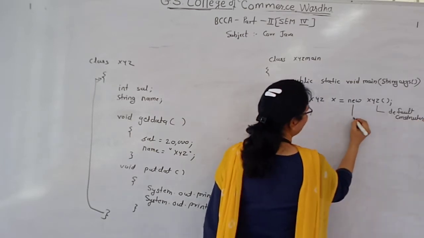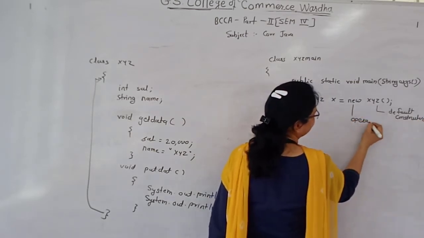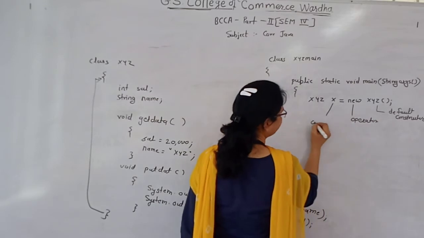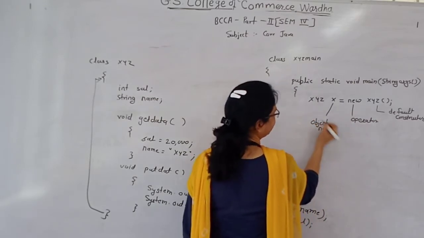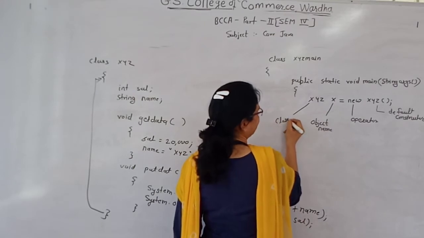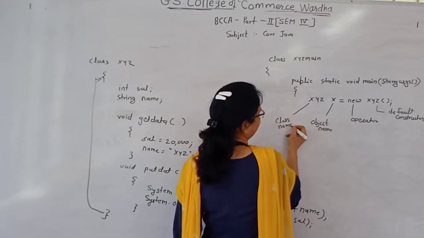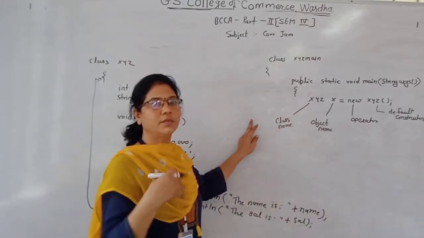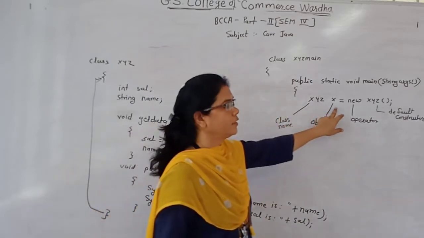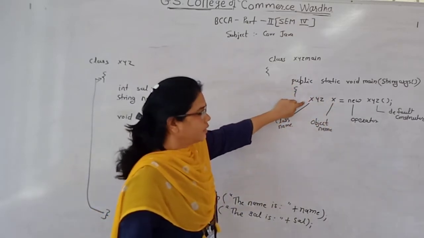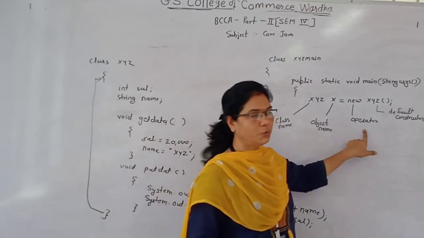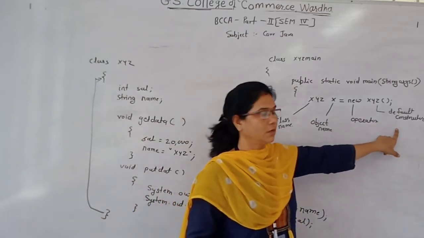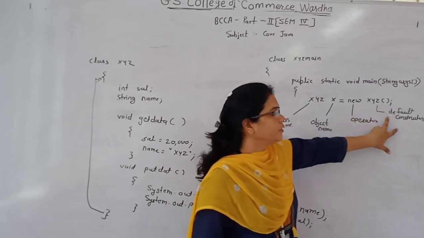This is the operator, this is the object name, and this is the class name. So how does the syntax become for creating the object? It is the class name, then the object name equals new operator, and then the constructor. Here I am using the default constructor.